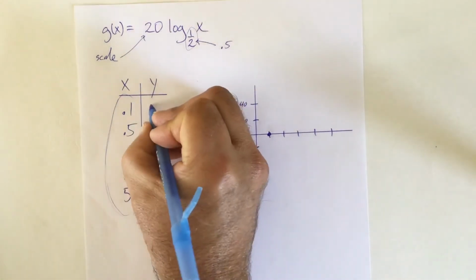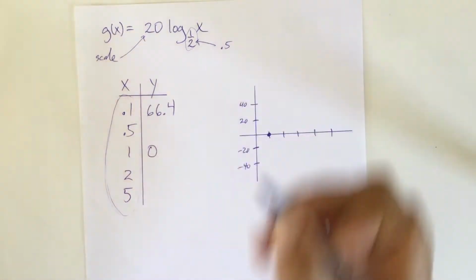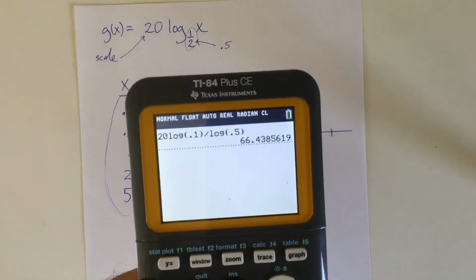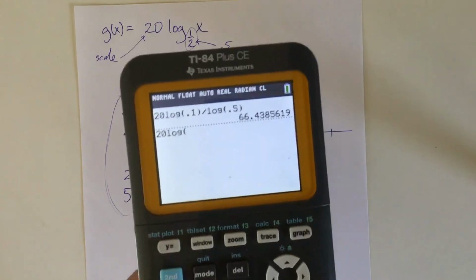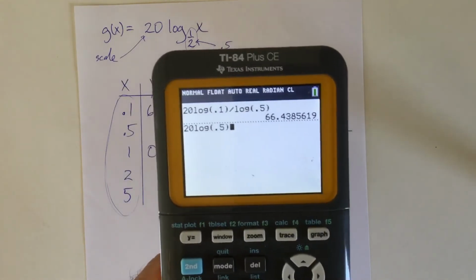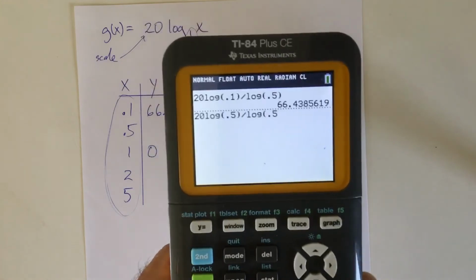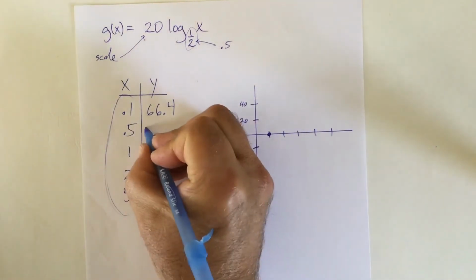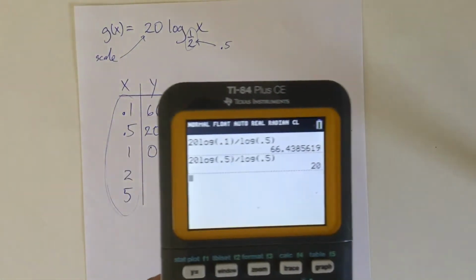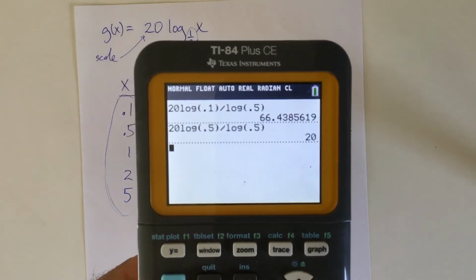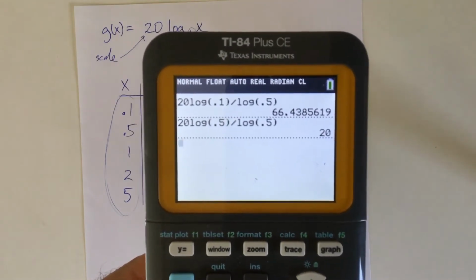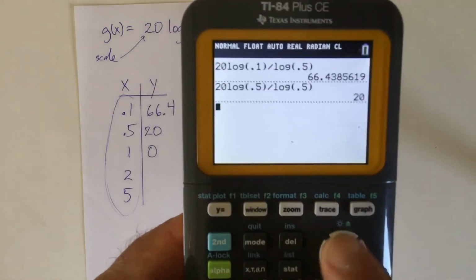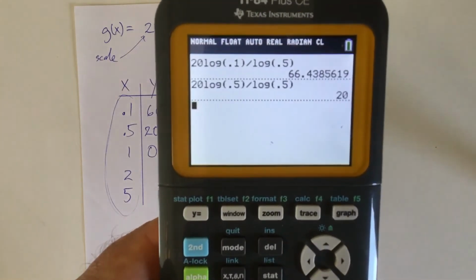I'm going to call it 66.4. I'm going to punch in 20 log, wait, sorry, not log 20. Log 0.5 divided by log 0.5. Now, speak of the devil, this answer's 20. Yeah, it is. You can get regular numbers for logs. I told you could. Sometimes I get weird decimals. Sometimes I do not get weird decimals. Yeah, there's a pattern. We'll talk about it. This is the first lesson. We're just trying to get used to our calculator and how to punch in log numbers to it.